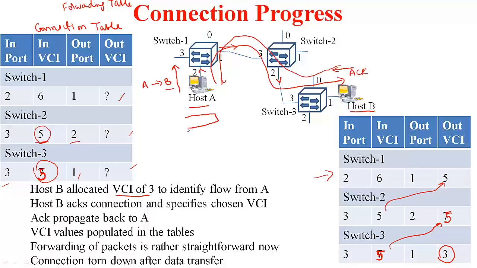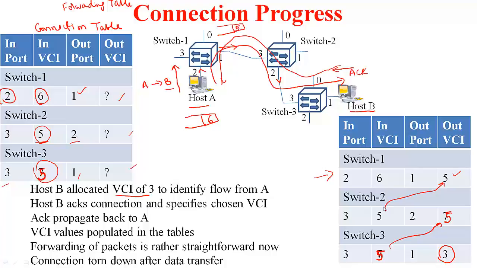So when host A assembles a packet to host B, it is going to put a VCI of 6 and send it to switch 1. Now switch 1 is going to consult the connection table, and within this table it is going to see that this packet has come on port 2 with VCI 6, which means I have to send it out on port 1 and with VCI 5. In fact, this is the table you should look at. So it is going to forward this particular packet, but it is going to replace this VCI 6 with VCI 5.